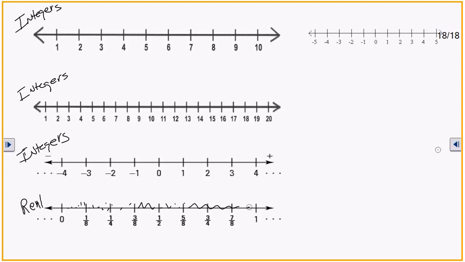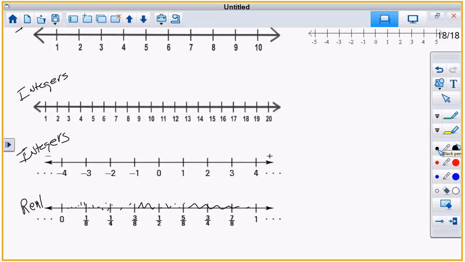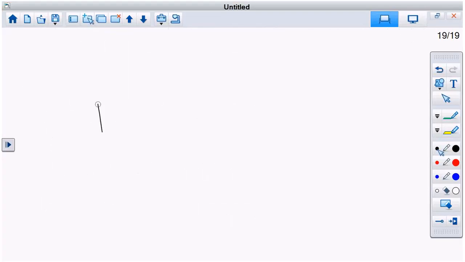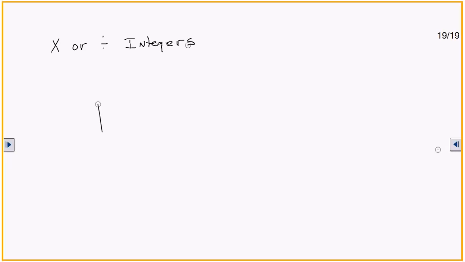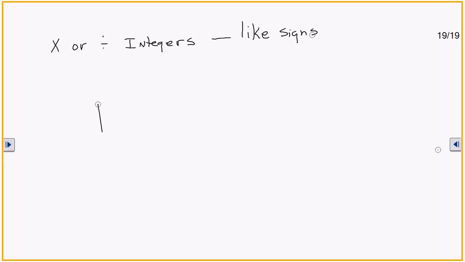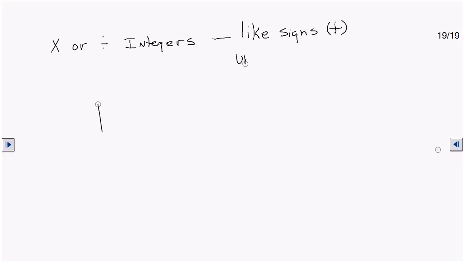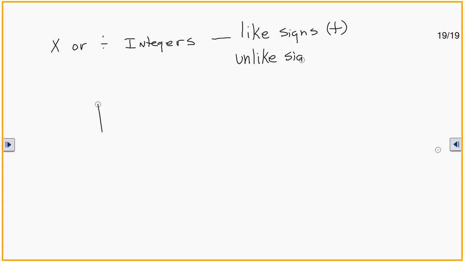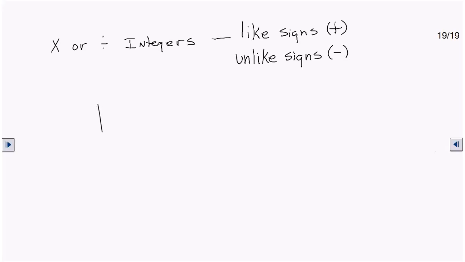Now, operations with integers, I'm going to do multiplication and division like I did fractions. I'm going to do those two first because those are real simple. When you multiply or divide integers, all you have to remember is like signs are positive, unlike signs are negative. I like to tell students to think of jumper cables.